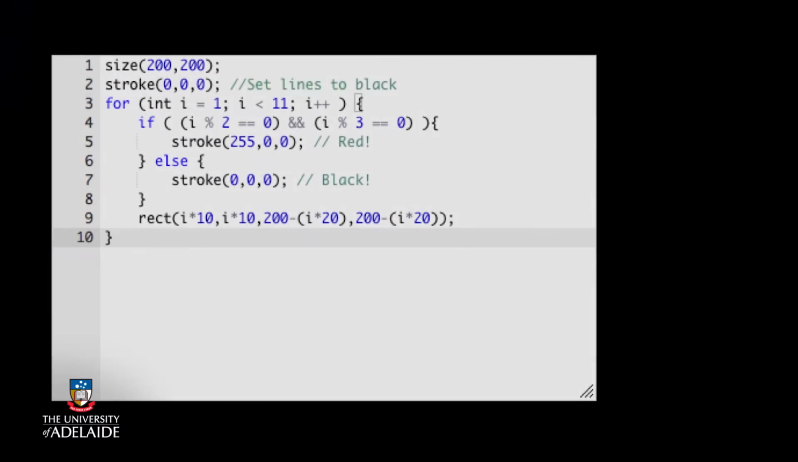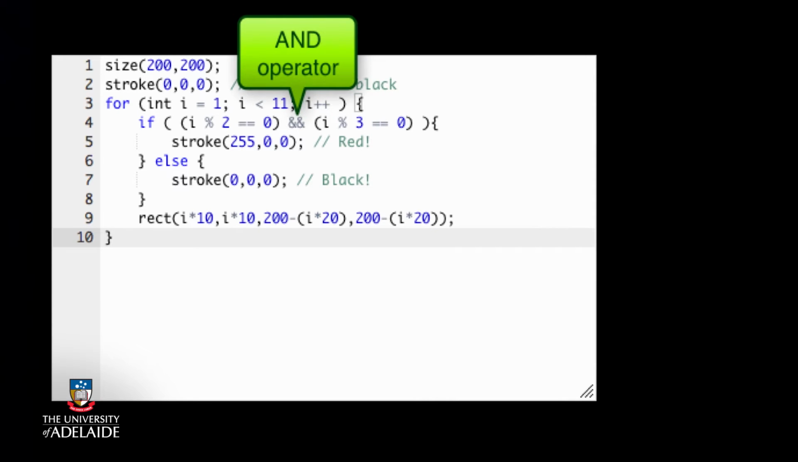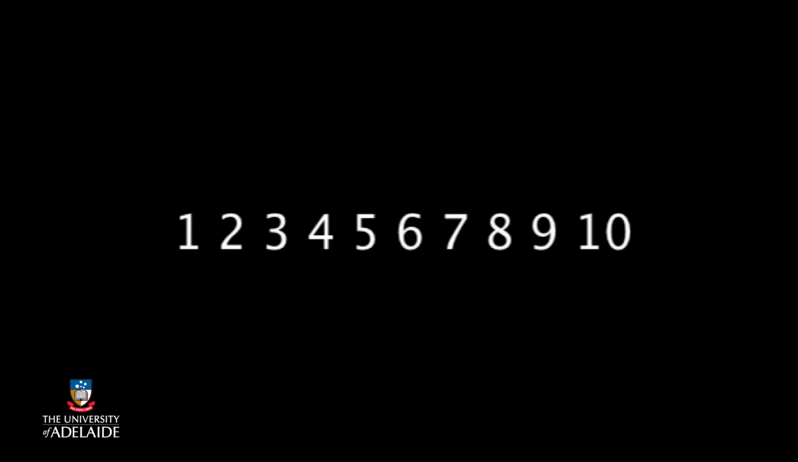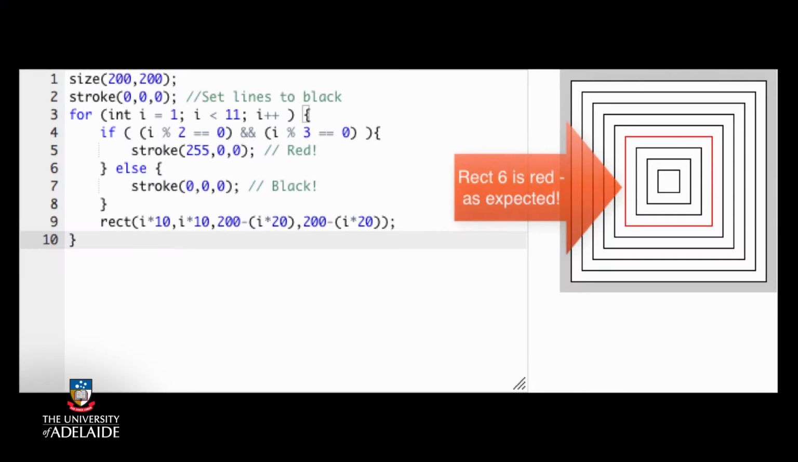Going back to our graphics code, what would happen if we said that we only wanted things to be set to red if they were divisible by both 2 and 3? How many red rectangles do you expect to see? Well, the only number between 1 and 10 that's divisible by both 2 and 3 is 6, and this is what we see. The AND operator is more selective than the OR because it requires everything to be true.